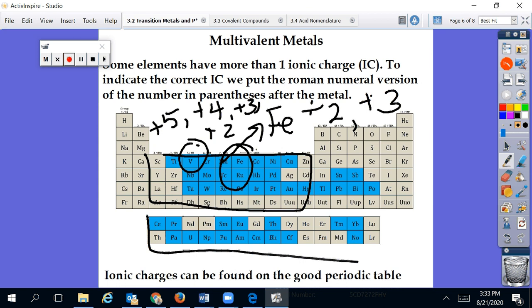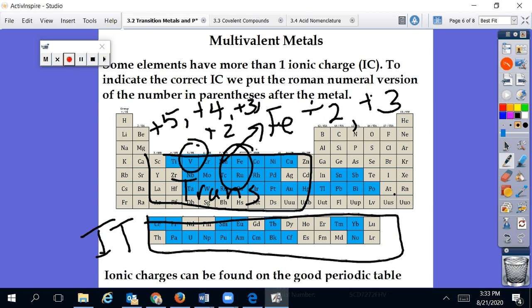Now, notice this is the transition. These are the inner transitions right here. You should know that from this is transition. Those are the inner transitions. But over here, notice lead and tin and antimony. Even though they're not in the transition group, they still have more than one oxidation number. So you need to make note of especially lead and tin. You'll see them a lot. And you have to recognize that they do need parentheses.